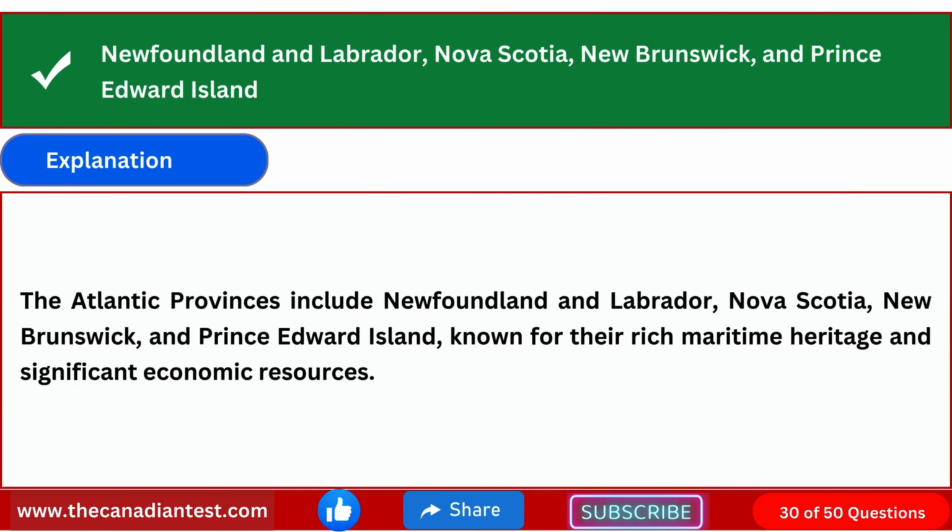The correct answer is Newfoundland and Labrador, Nova Scotia, New Brunswick, and Prince Edward Island. Explanation: the Atlantic provinces include Newfoundland and Labrador, Nova Scotia, New Brunswick, and Prince Edward Island, known for their rich maritime heritage and significant economic resources.